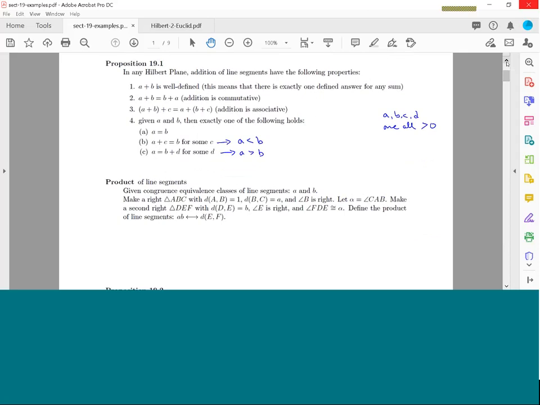So this one here, again, says we're going to start off that we have congruence classes of line segments. In other words, you've got a line segment whose length is A, you've got another line segment whose length is B. And here's how this one is put together. Feels a little weird. Okay.